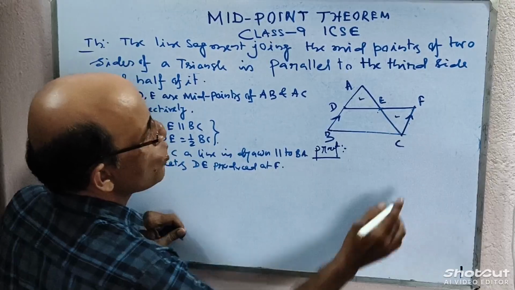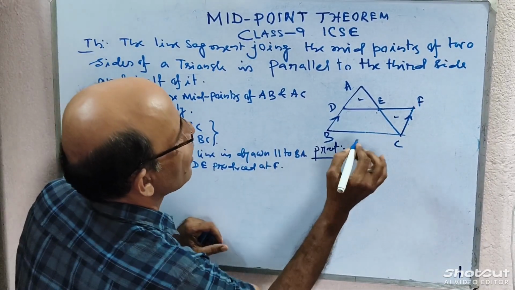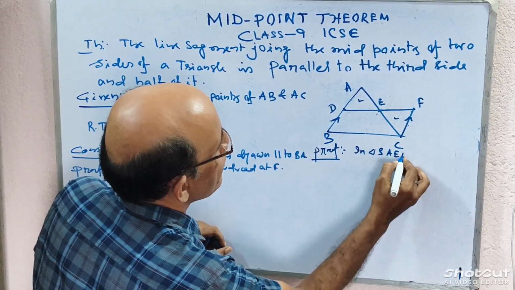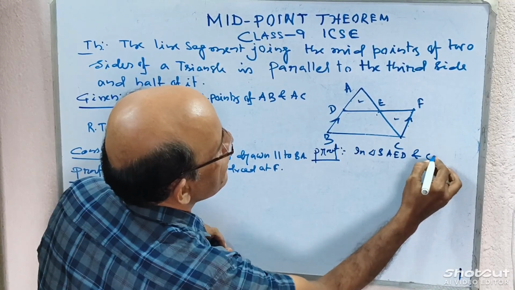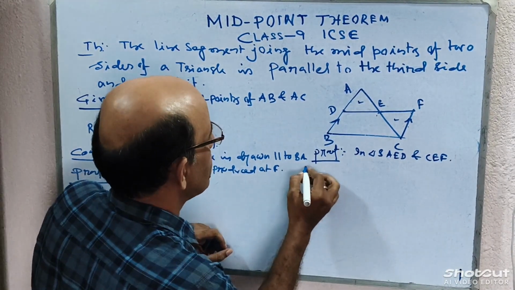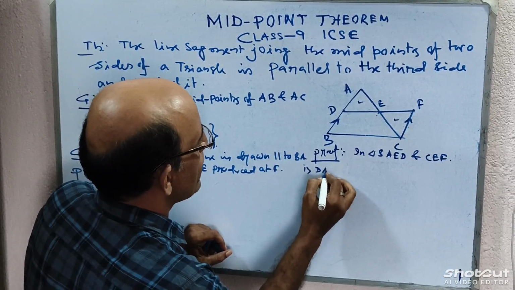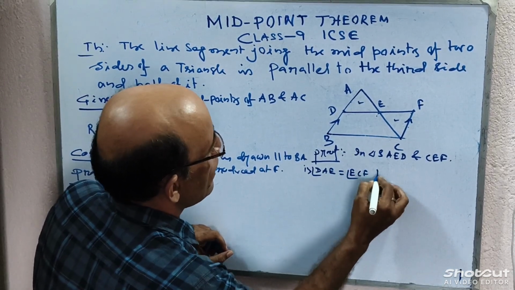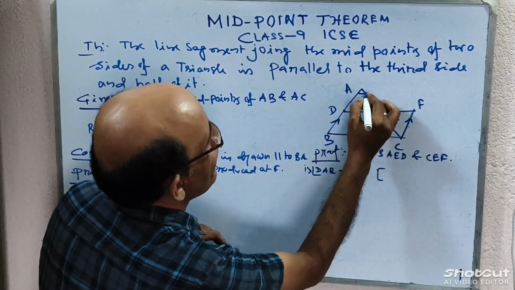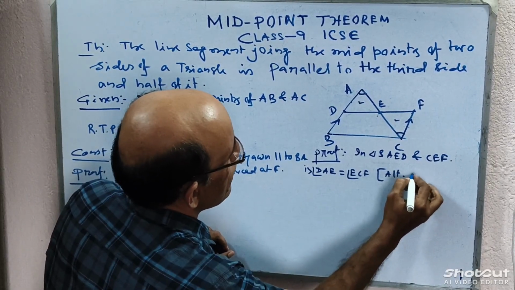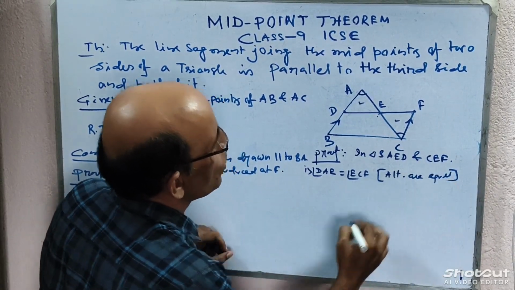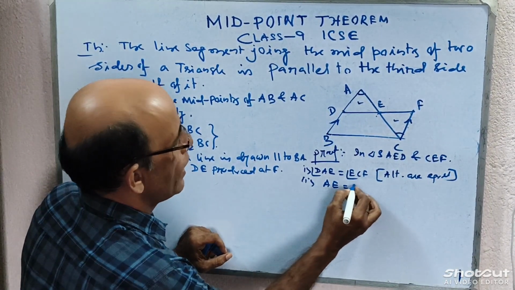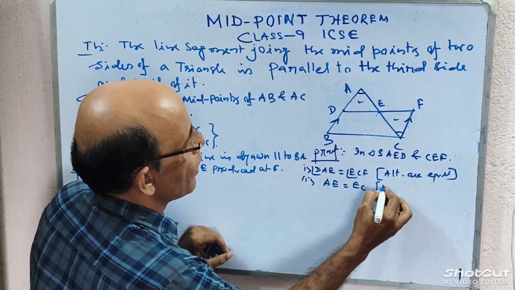First of all, you have to choose these two triangles. We have to make these two triangles congruent. In triangles AED and CEF, what are the three points? Number 1, angle DAE is equal to angle ECF, reason: parallel, alternate angles are equal. Number 2, AE equals EC, given, E is the midpoint. It is given.